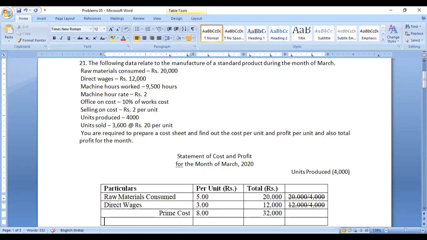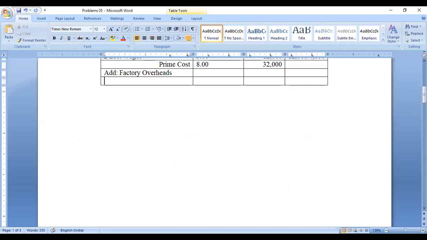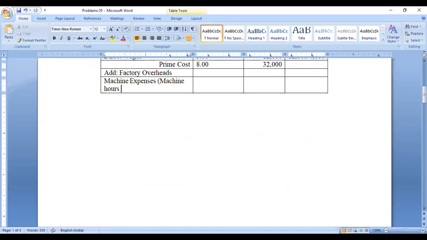Next, as per your cost sheet, you have to add factory overheads. Factory overheads are factory related expenditure. It is not given directly. Factory related expenses include machine expenses, which are calculated as machine hours multiplied by rate per hour. These two pieces of information are given in the question.